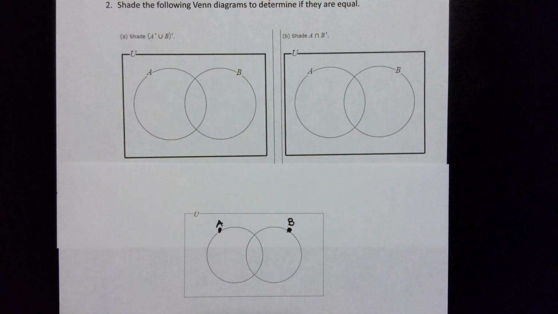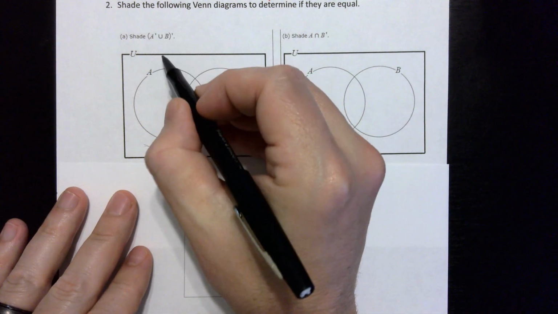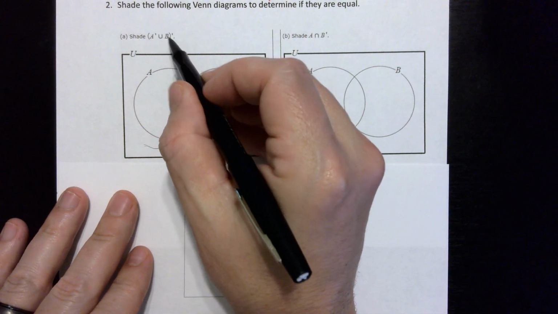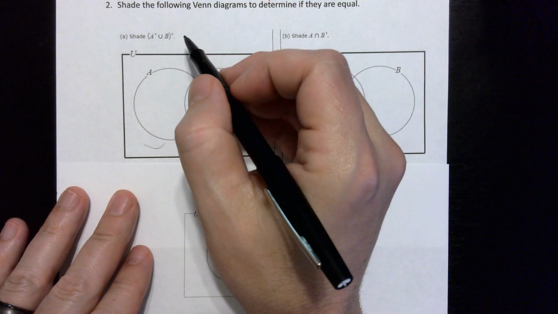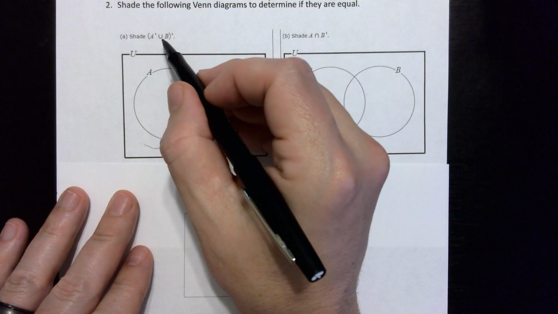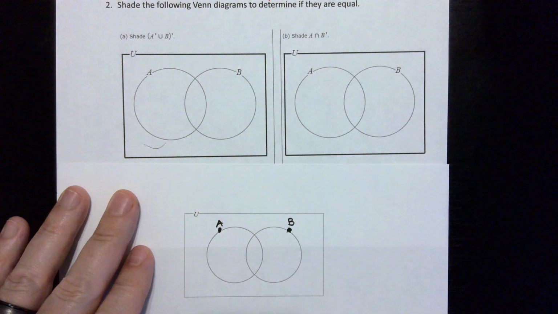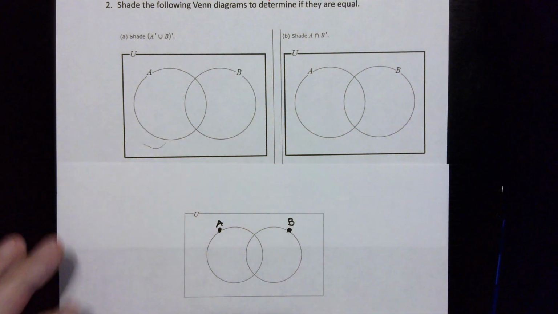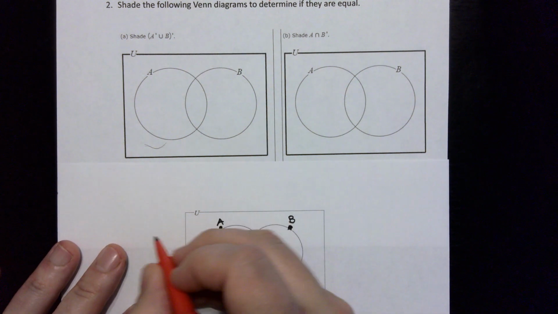Okay, for our second problem, we are given two different things. The first one, and they were asked if they are equal. The first one says we need to find A complement union B and then complement that. Okay, so opposite of A, union with B, and then take the opposite of that. Okay, so let's look at that one first. First, A complement.